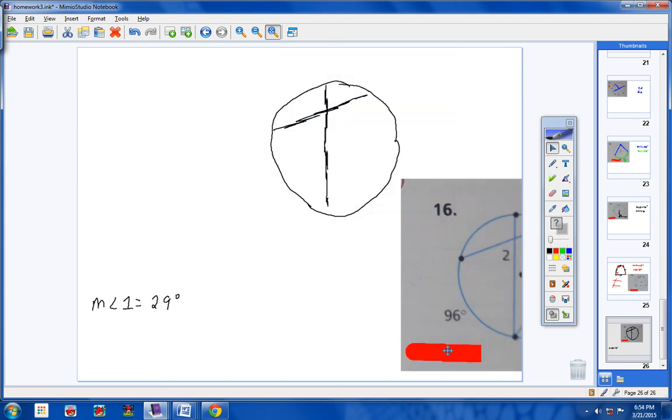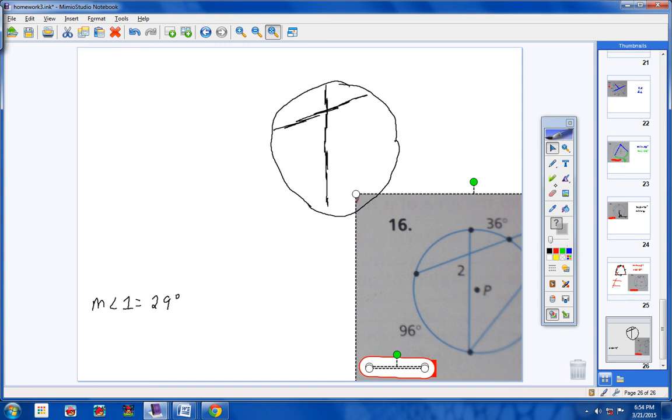Now, of course my drawing's not perfect. Let's extend this a little bit and extend this. A lot of you guys are jealous. You don't have my drawing skills. I know that. Alright, this arc from here to here is 96 degrees, and this arc from here to here is 36 degrees.